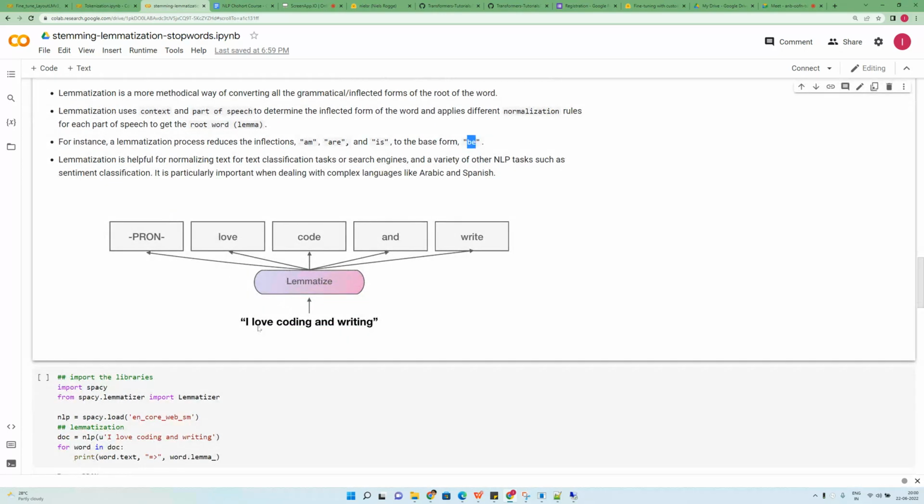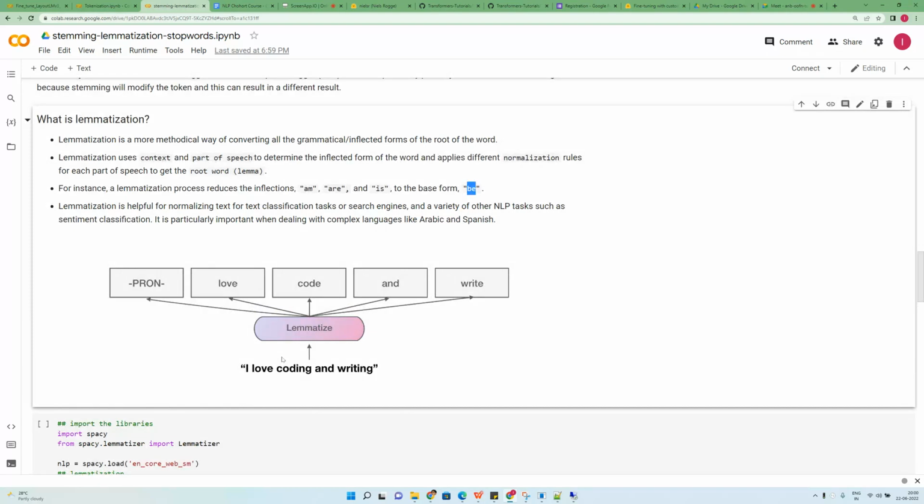So you can see, if I say "I love coding and writing" and pass it to lemmatization, it will convert "I" to pronoun, and it will keep "love" as love. Anyhow, it's in the root word: coding to code, and writing to write. So it actually converts the word to its root form, right? That's how we use them, as I mentioned previously. If you convert to the root word, it will be good for you. Basically you're saying whether it's coding or writing, at the end of the day it refers to code or write. It's not a different word, or a different meaning.